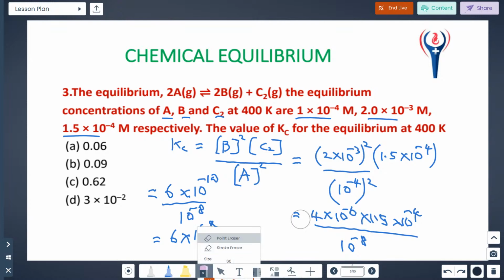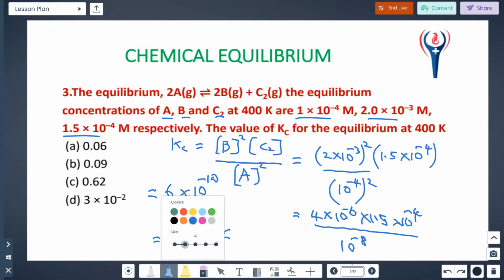Therefore, 6 into 10 power minus 2. Understood? Okay. Then this is 1 by 100, no. So the answer is 0.006. Understood? So among these, A is the correct one. Are you following? I simply substitute. Product by reactant, then substitute the values, you can get Kc. Okay. It's a very simple sum.